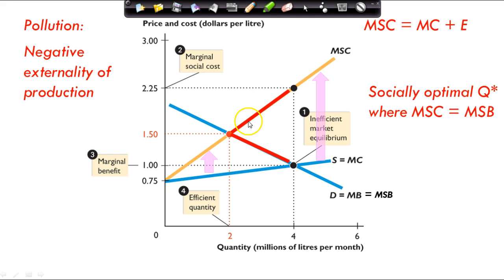So the marginal social costs at 4 million are clearly greater than the marginal social benefits at 4 million. And so we can say again, there's a deadweight loss of economic welfare generated in this area here, where we're going beyond the social optimum.